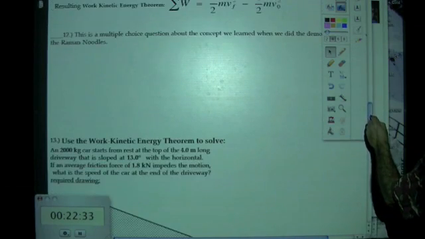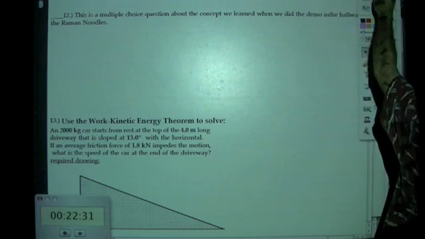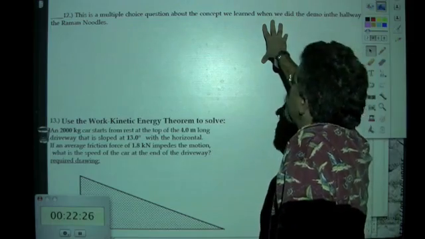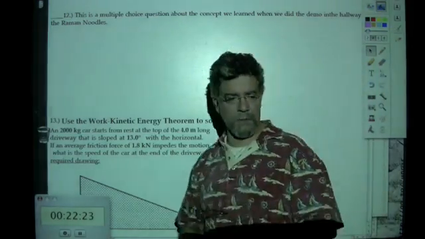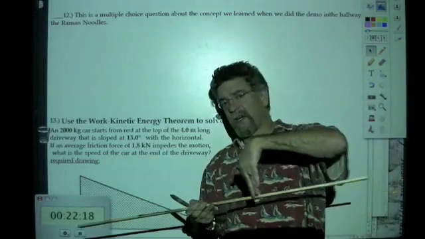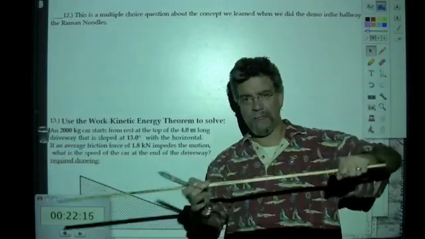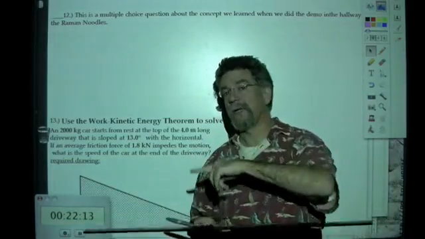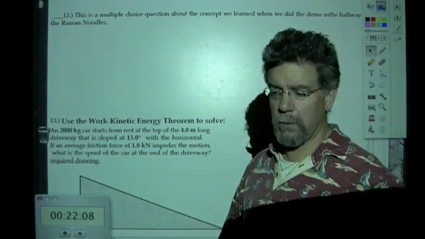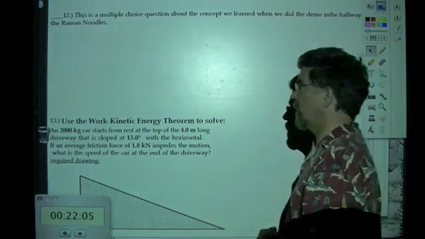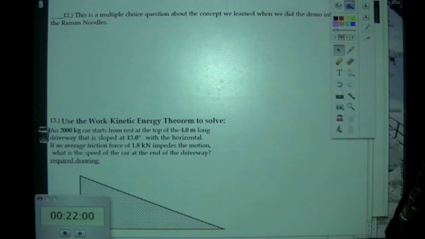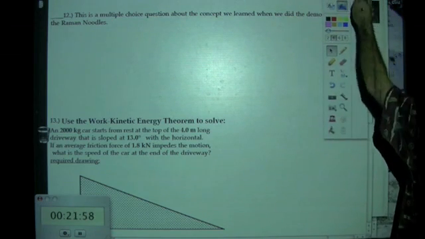All right, now we get to this one, 12. This is a multiple choice question about the concept we learned when we did the demo in the hallway. Remember that with the ruler, and we had the ramen noodles, and whoosh, one went out twice as fast as the other one because of the whole radius thing and omega. Whoosh, it went out. Now, remember the one that went out twice as fast? How long did it take to stop? Enough said. That's all I'm going to say. Check your notes. It helps to be in class. All right, I'll find that from somebody. But that's all I got time to say on that.